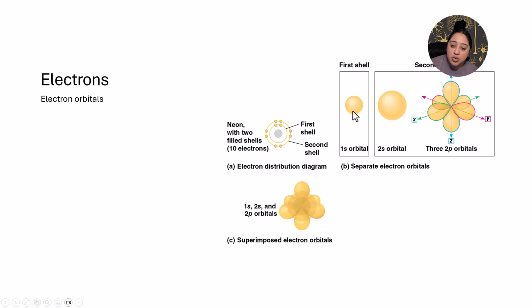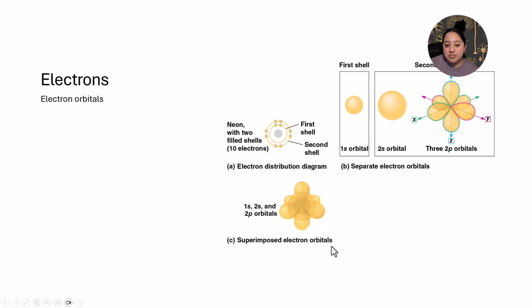So the first orbital, the first shell, is just a sphere. In the second shell, the electrons can hang out in an orbital, another sphere, or they can also hang out in these other 3D directions. So they go in different planes. This is the X, Y, and then Z. So in the second shell, the electrons can be in these different spaces.